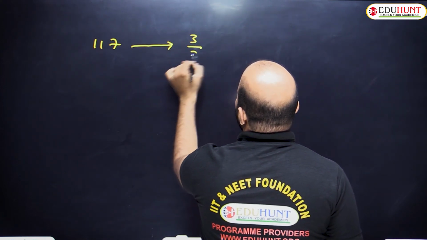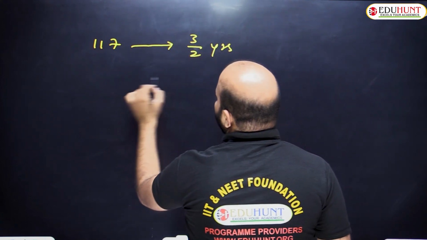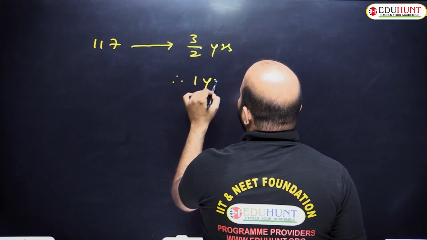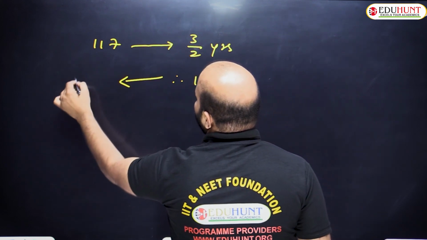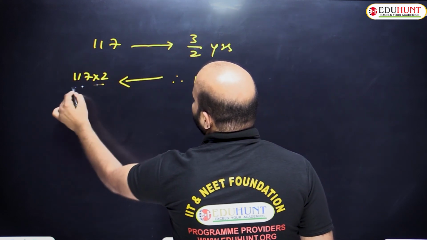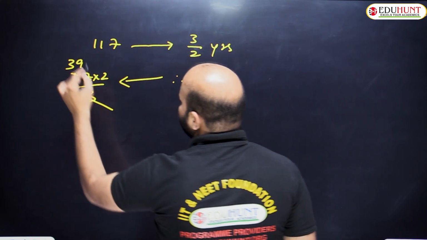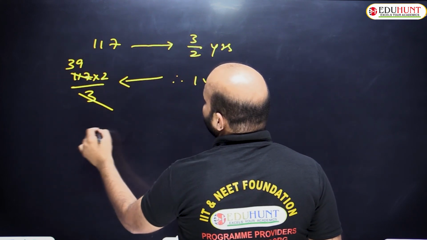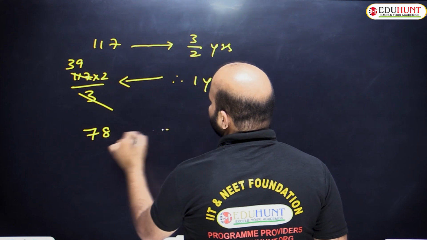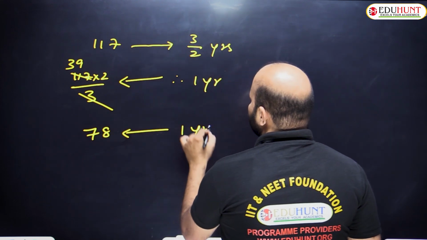3 by 2, 2 years. Therefore, 1 year interest equals, just cross multiplication, 117 into 2 by 3. So this is 1 year interest. 3 3s are 9, 3 9s are 27. So 1 year interest, how much are we getting? 78 rupees. This is 1 year interest.